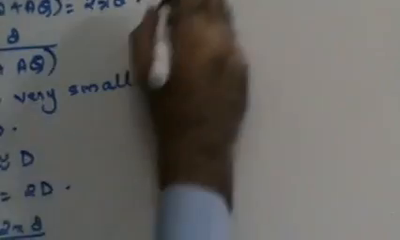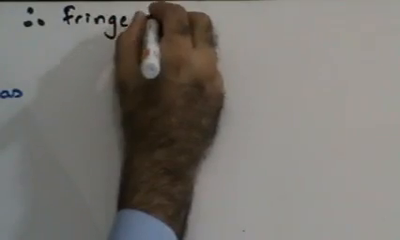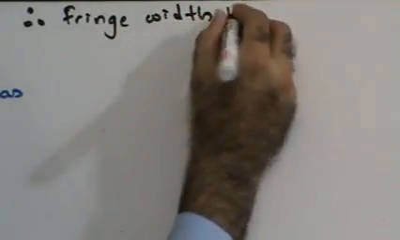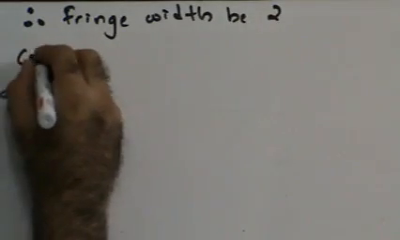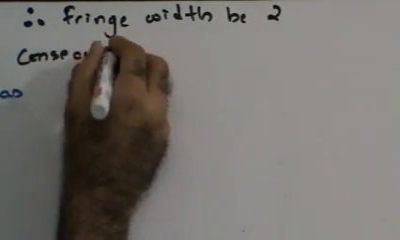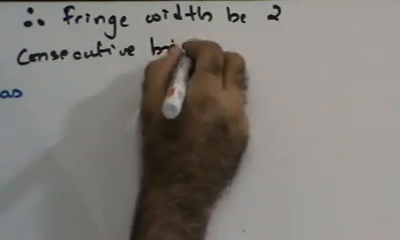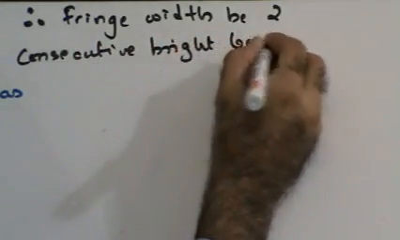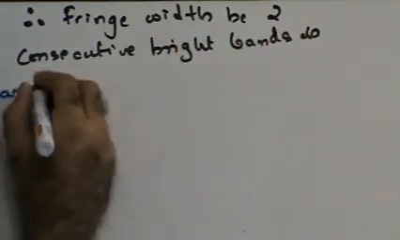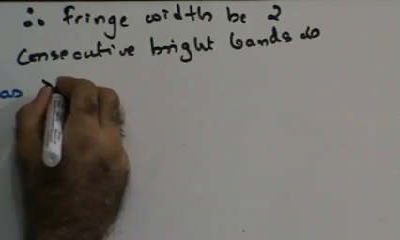We say, therefore, fringe width between two consecutive bright bands is lambda d by d.